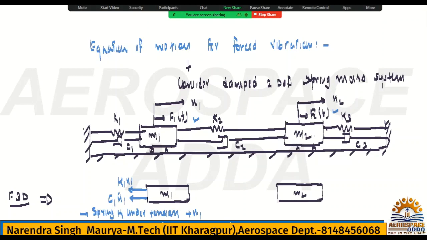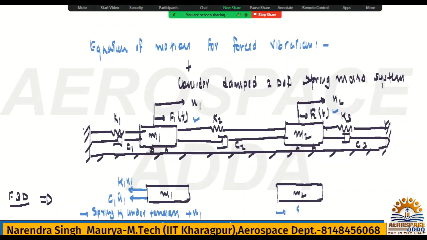See, this mass M2 is moving in forward direction, because this force direction is this. So mass M2 is moving in forward direction. So what about the spring K3? This spring K3 will be under compression, because this block is moving in forward direction. So this spring K3 will be in compression.